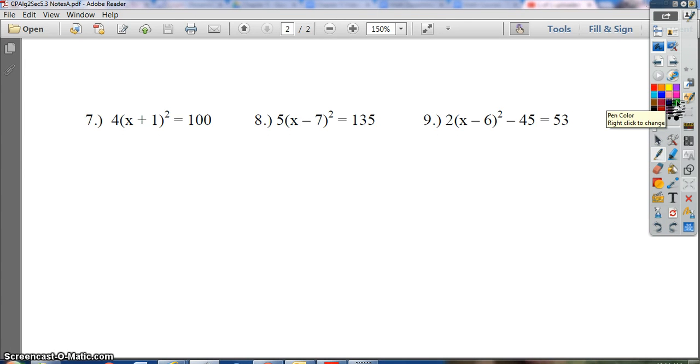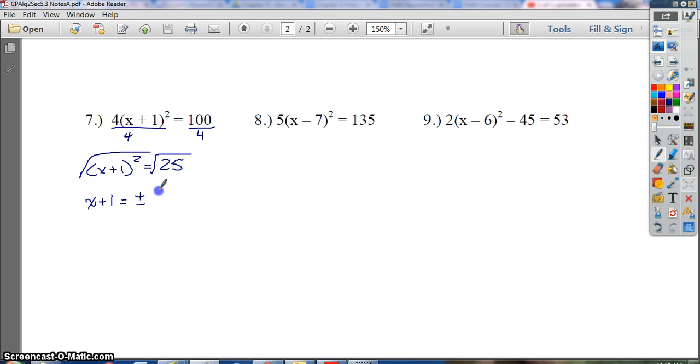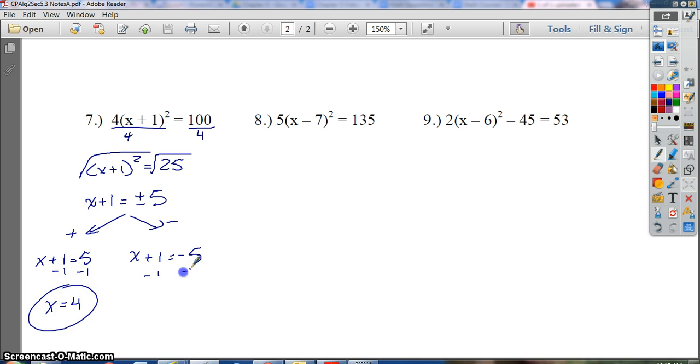Keep life simple, stupid. Let's get this 4 out of here. So I have x plus 1 squared equals 25. And then I'm going to take the square root. X plus 1 will equal positive negative 5. So, positive answer. X plus 1 equals 5. Negative answer. X plus 1 equals negative 5. So, if I subtract 1 here, x is 4. If I subtract 1 here, I'll get x is negative 6. Okay?